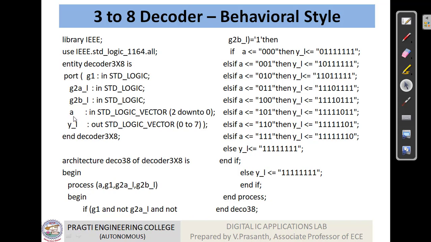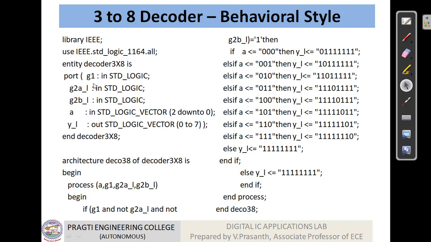So, 3 input, 3 to 8 decoder, no? So the input is a 3-bit vector, 2 down to 0, whereas the output is 8 bits, Y underscore L, active low, 0 to 7. So Y0 to Y7 will be the decoder outputs. Now we will be writing the code.